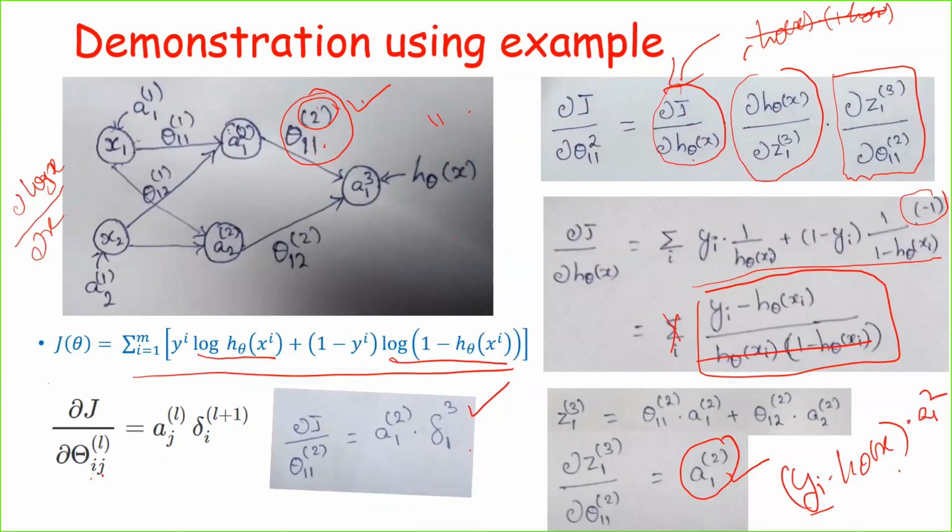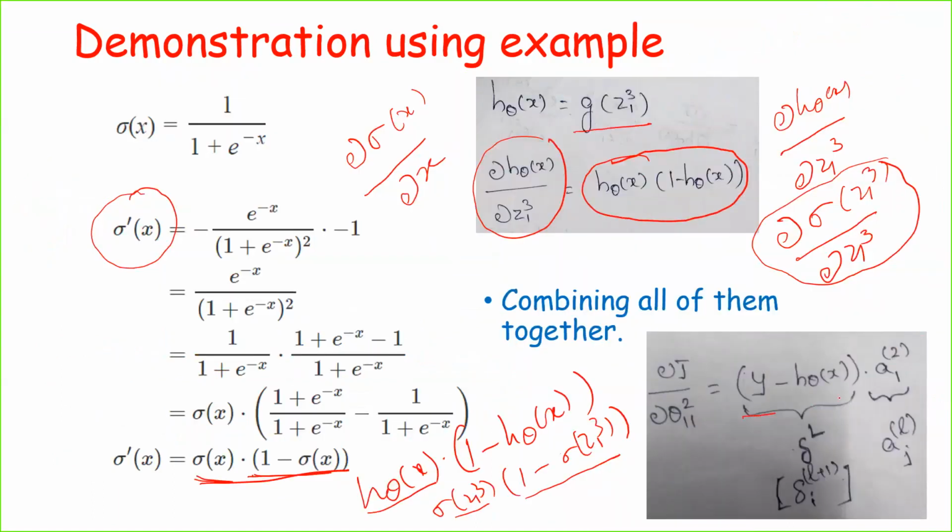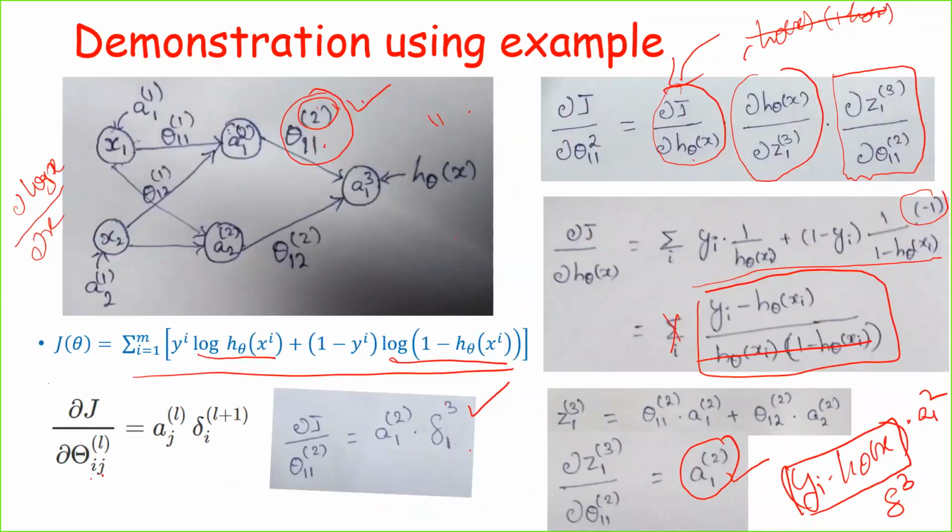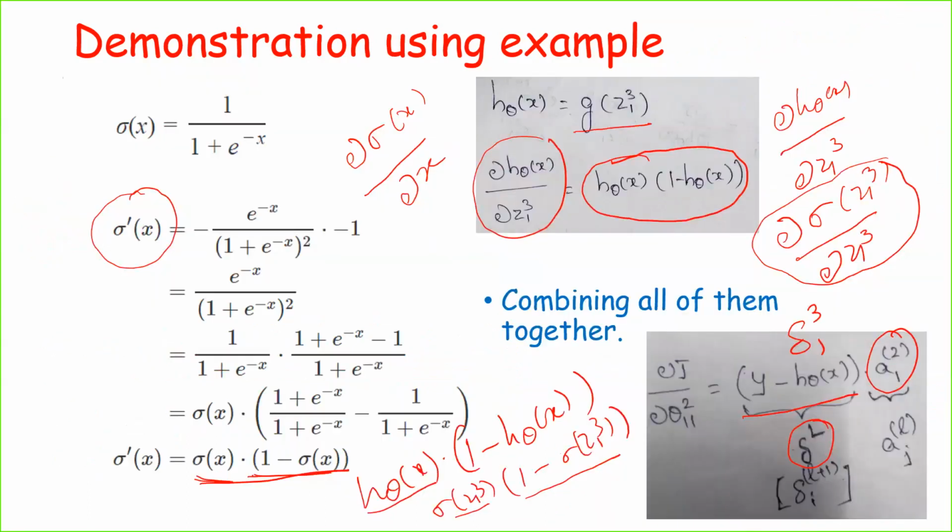And what is this y minus h theta of x? Isn't it the error at the last layer? Delta L, where L is 3. Isn't it the error? So y minus h theta of x is delta L, which is delta 3,1. And this is a12. So what we got through this process is a12 delta 13, and through the other process also we got the same. I'm just trying to prove that. Is that point clear?